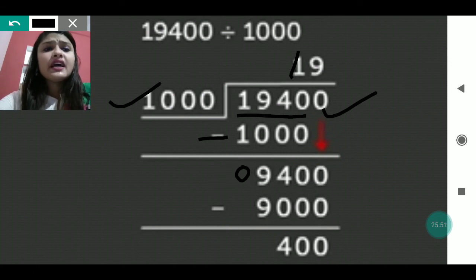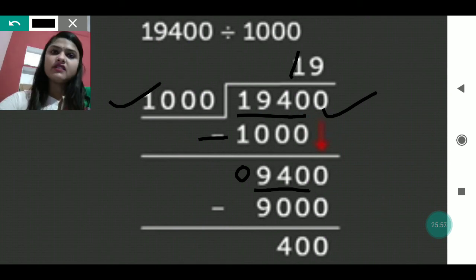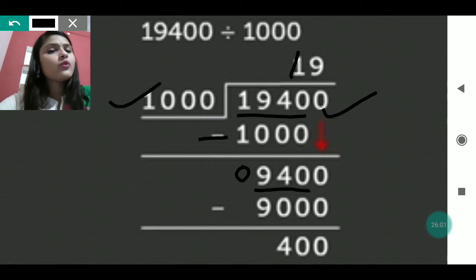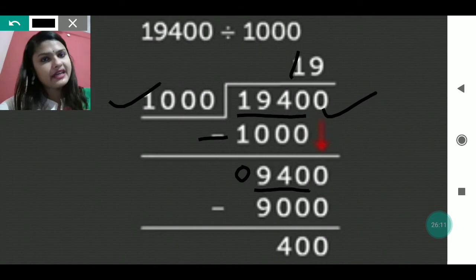So what have you got? 940. Is 940 divisible by 1000? No, miss. It is not divisible, because 940 is lesser than 1000. So what do you have to do in that case? We have to see if any number is left in the dividend column, then we can take that number down. If nothing is left, that will be considered as the remainder. But it is a 5-digit number, so 1 digit was left over there.